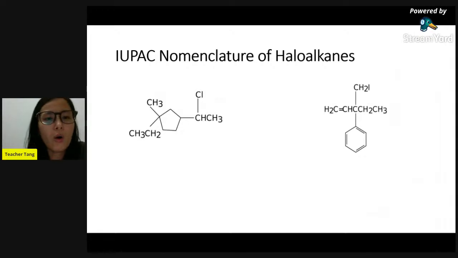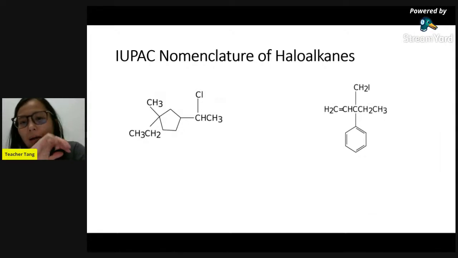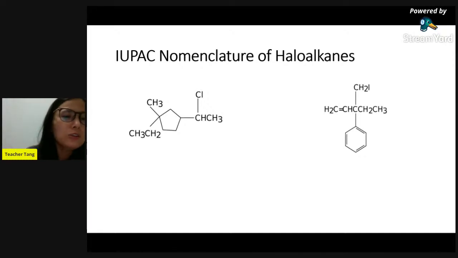So, okay, another compound. Shall we have a look? So this should be the parent. Shall we number first? So here are two substituents, 1, 2, 3. So the parent is pentane, cyclopentane.